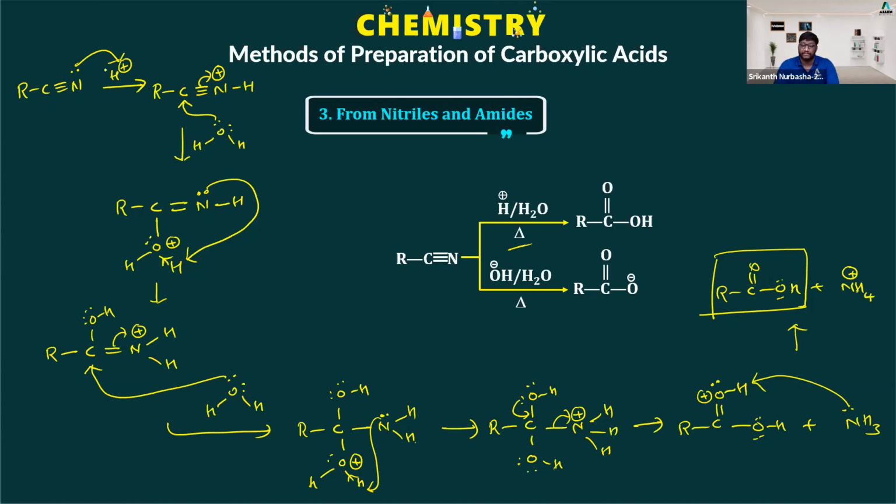generating the movement of the C triple bond pi electron density. So ultimately, if you do the basic hydrolysis, you get carboxylate, because the carboxylic acid that is also produced will again undergo loss of H plus ion, because the base will pick up the proton. Acidic hydrolysis of nitrile forms carboxylic acid, basic hydrolysis forms carboxylates. Similarly, you can do the reaction with amides.